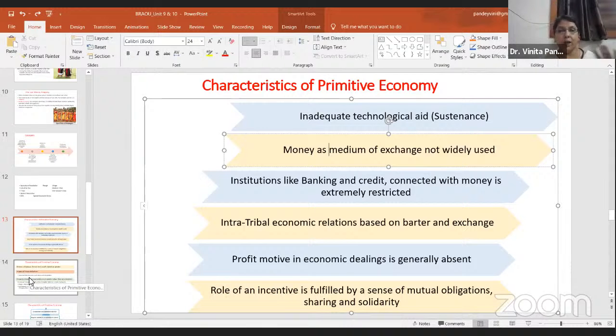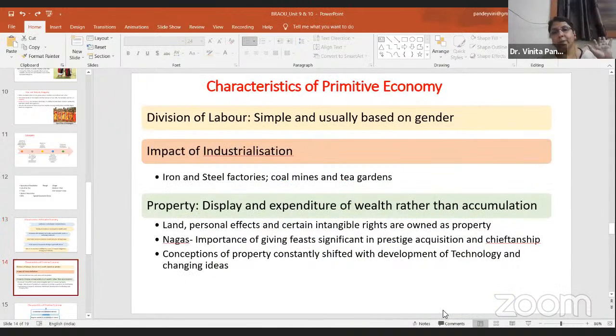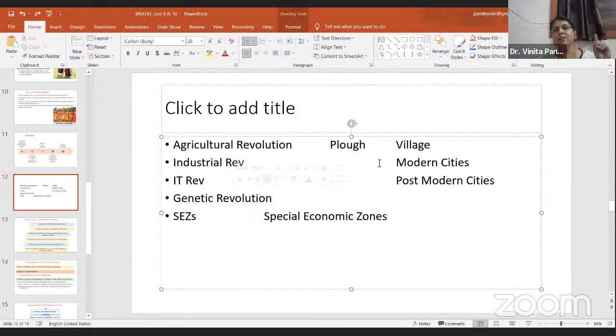So friends, this is what we did till yesterday. I hope the points which I discussed in this slide about agricultural revolution, industrial revolution, IT revolution, genetic revolution, SEZs, are clear. If you have any questions, you can unmute yourself and ask, or you can also post your questions in the chat box. So should I proceed then?